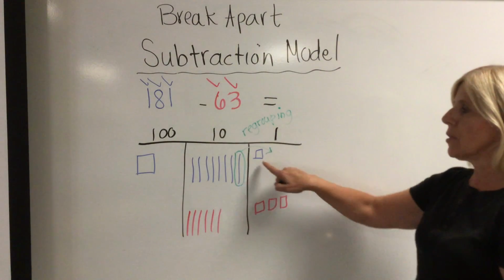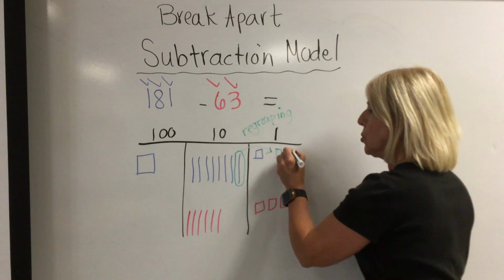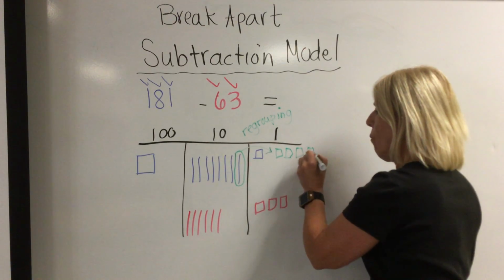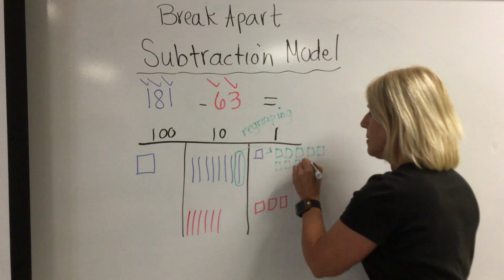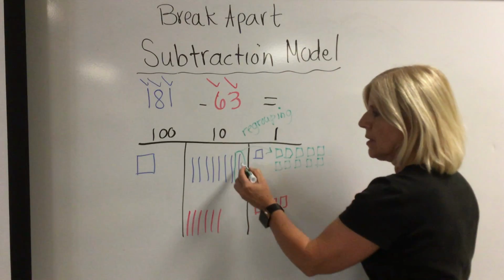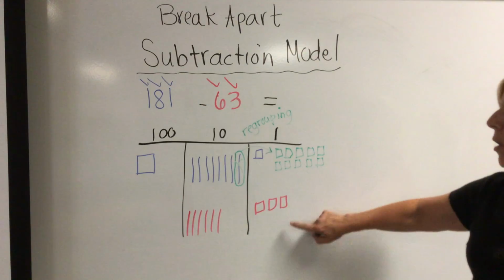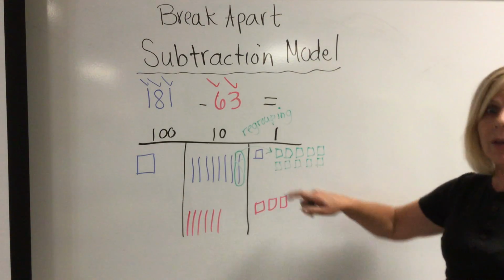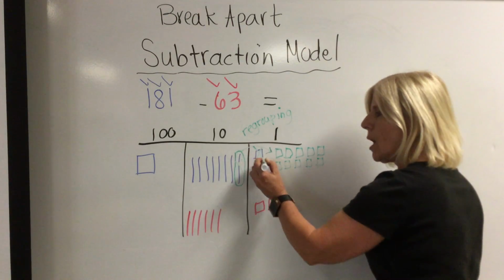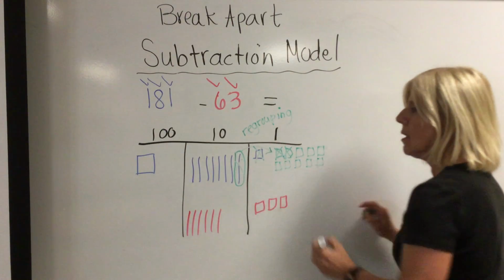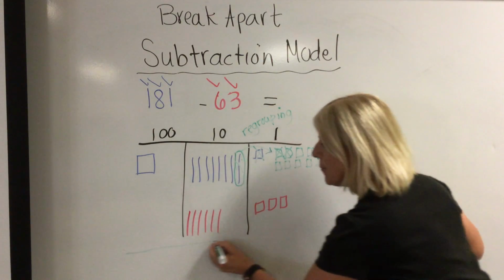Regrouping. So I'm just going to draw now 10 little squares. 1, 2, 3, 4, 5, 6, 7, 8, 9, 10. So this essentially is gone. It's gone now, and it's made into ones. Okay, so now can I take 3 from 11? Yes, I can. So I'm going to check those off. I've used this one, and this one.